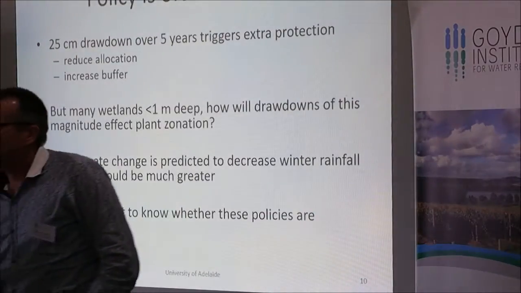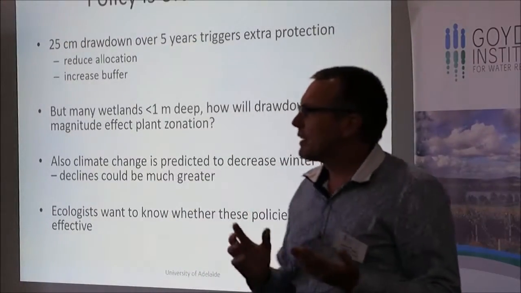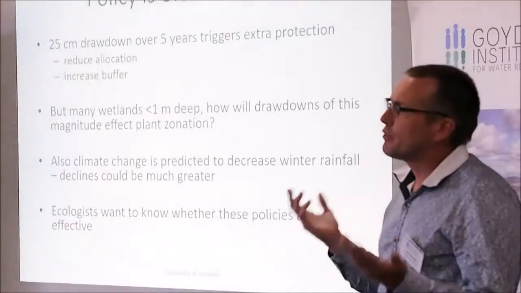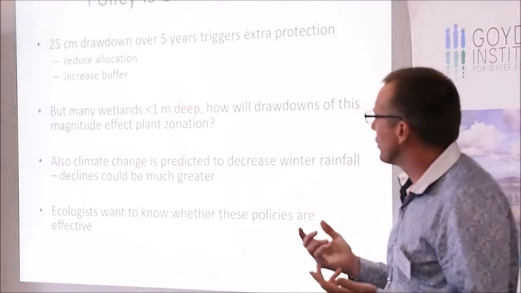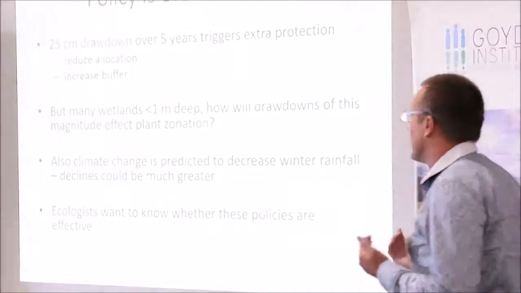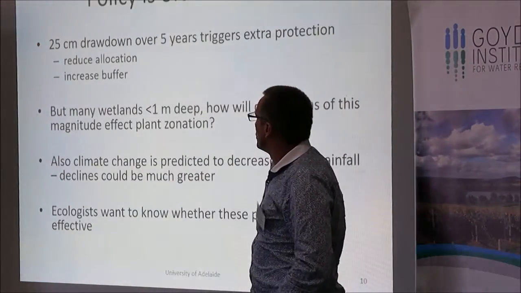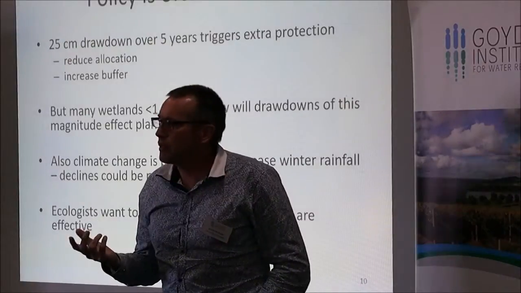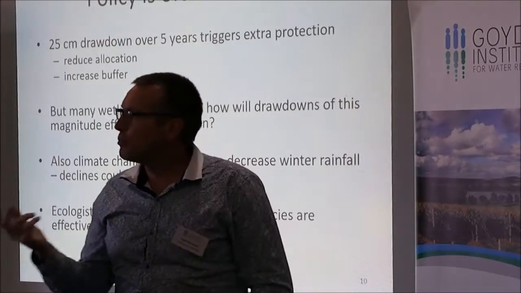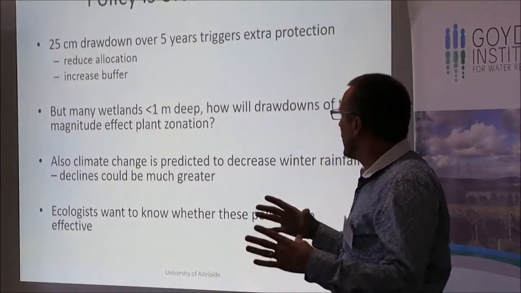So there's policy in place to protect the wetlands, but it's really hard to test. Often, if you put in a plan and you go out and monitor, you're not really knowing if you're having an impact until things start to go pear-shaped. And so there is a policy here, 27-metre drawdown over 5 years will trigger some extra protection. So you might try and put some more water into those wetlands, you might increase the buffer zone around those.